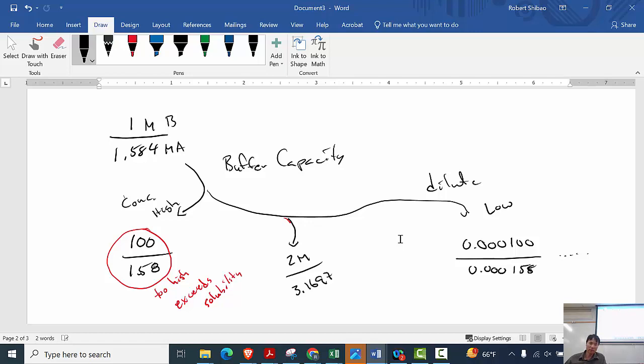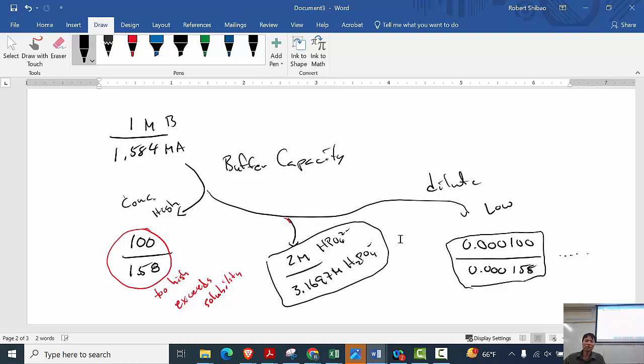7 molar. So if I go 2 molar base, which is HPO4 2 minus, and 3.1697 molar acid, which is H2PO4 minus, that would work. This is still going to have a much higher capacity than this. This is highly dilute. So we'll use these as 2 examples. One high capacity buffer and one low capacity buffer here.